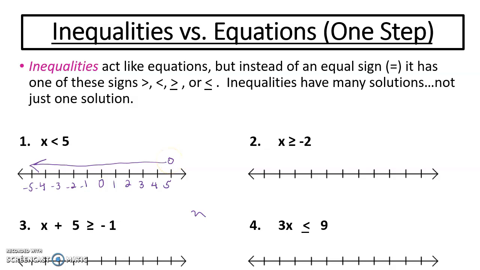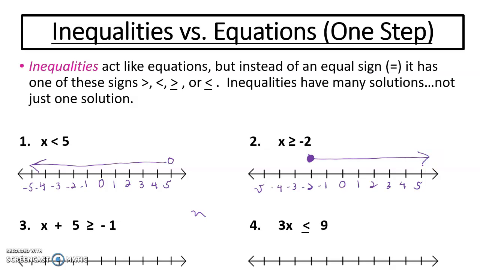In contrast, if I look at number 2 here, x is greater than or equal to negative 2. So again, I'm going to label my number line. This one is above negative 2. It is greater than or equal to, so I'm going to fill that circle in. And again, greater than goes to the right.